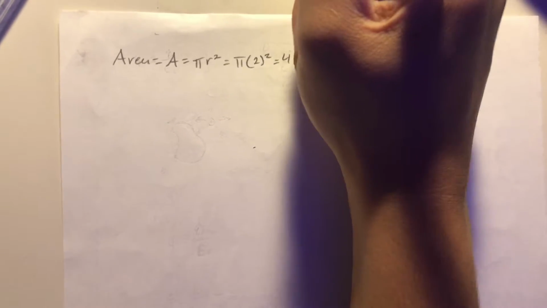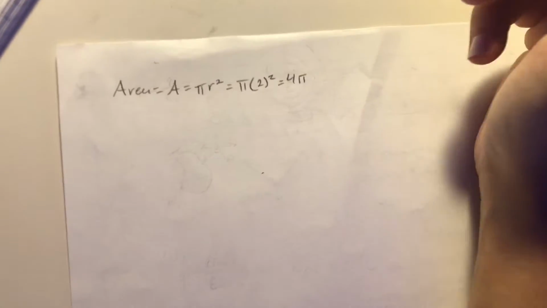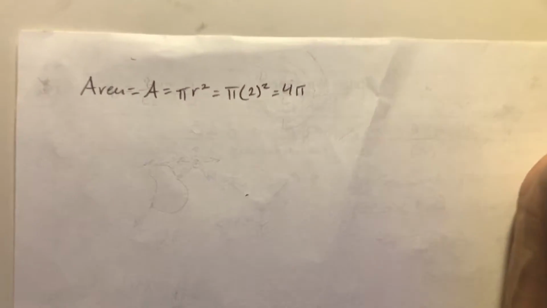is, I'm just going to use the variable A for that, and that's going to be just pi times our radius squared, which is pi times 2 squared, 4 pi. That's just geometry, and that is my favorite part of this problem.